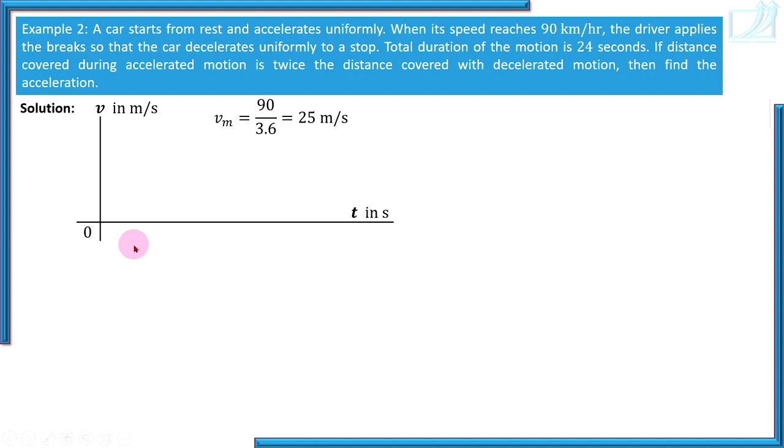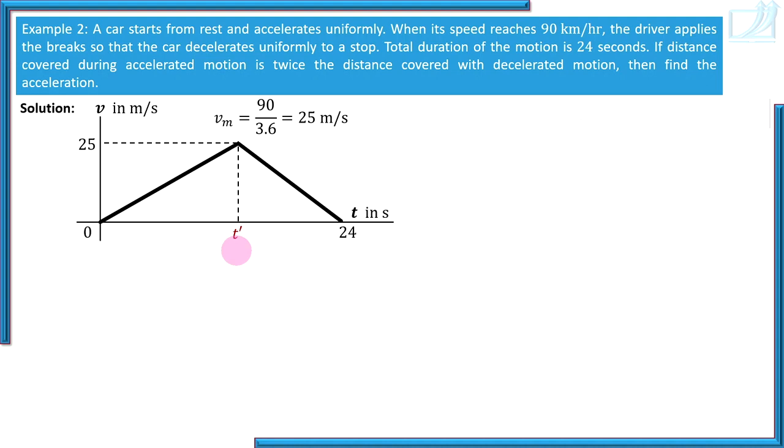Now draw the VT diagram. Uniform acceleration, velocity is increasing uniformly. And what is the maximum velocity reached? Yes, we know it, 25 meters per second. And the corresponding time instant, you should label it as t dash. What happens after this? Speed reduces uniformly and it stops. At what time does it stop? 24 seconds. Okay, so I have inserted that value. So this is the VT diagram for the entire motion.